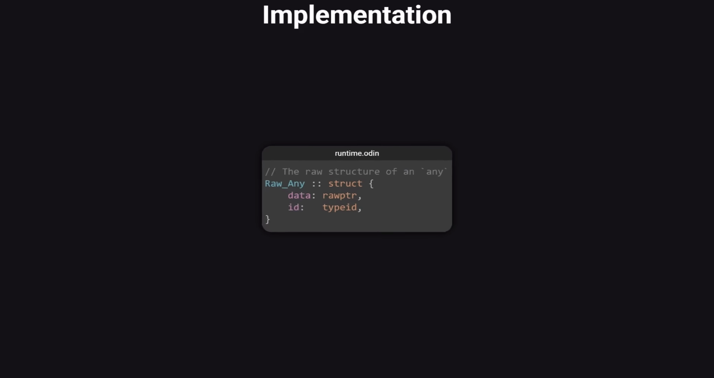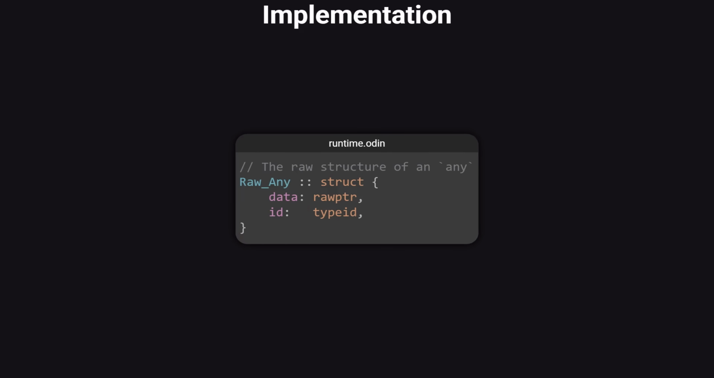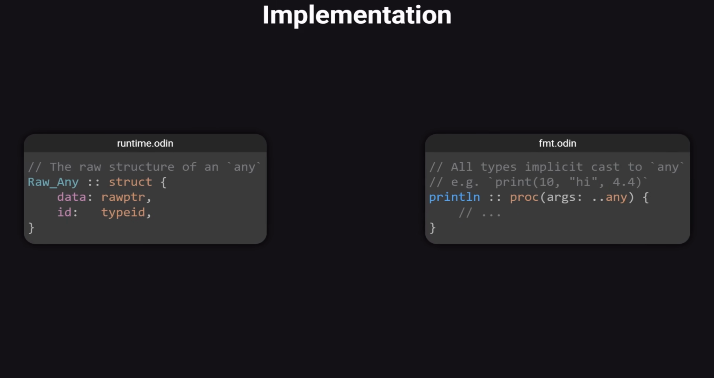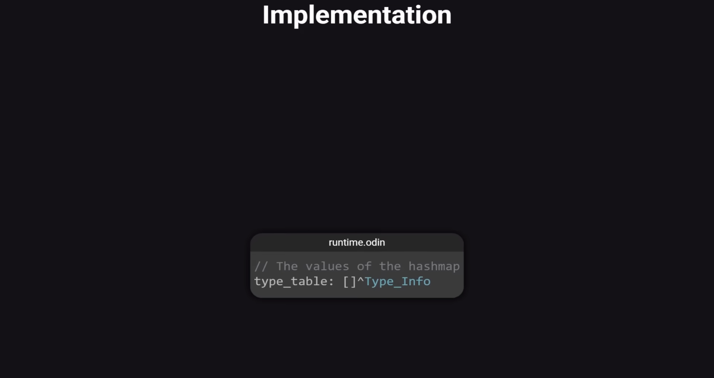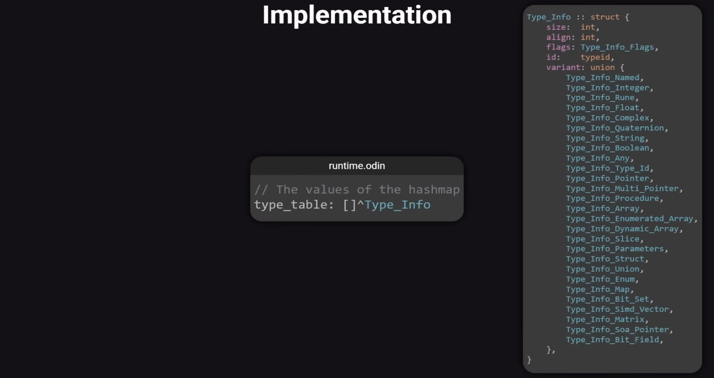Any is Odin's reflection type. It's nothing special in reality, just a pointer into type ID, but it exists so that regular values can implicitly upcast. The way Odin stores this type information is with the type table, a hash map that's filled in by the compiler. For every type that needs reflection information, the compiler will generate it and throw that info into the table. Then, the values of that hash map are exposed via the language runtime.